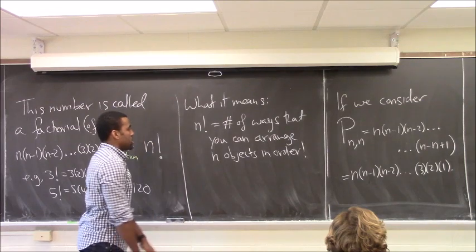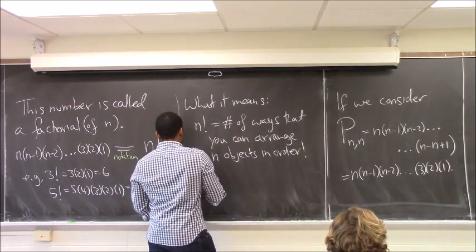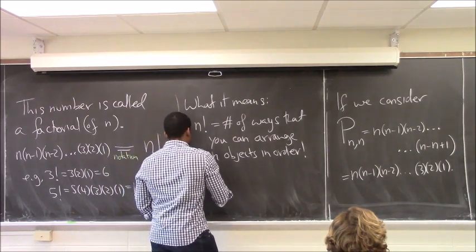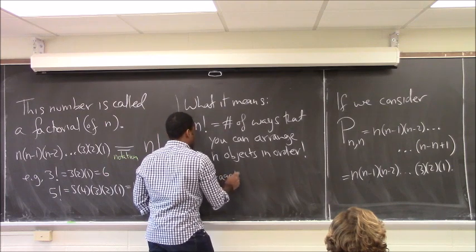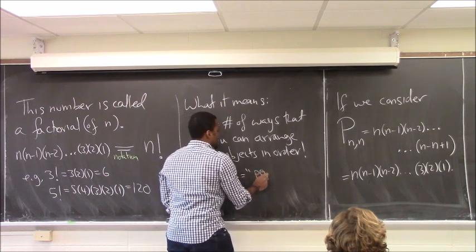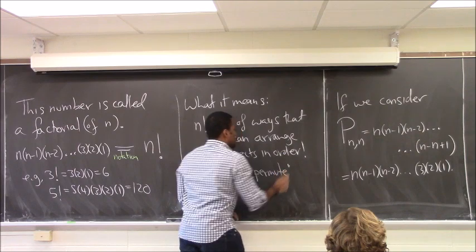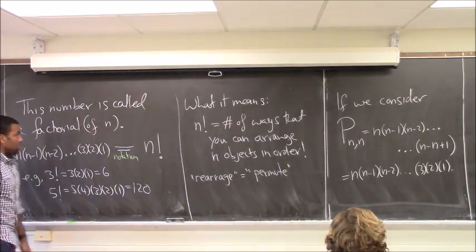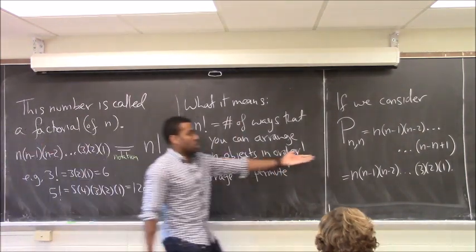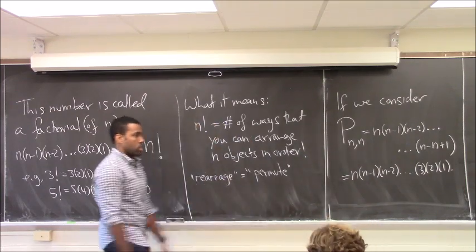So it's called a rearrangement. The word permute means rearrange, and that's why it's called a permutation. This number helps us figure out how to actually arrange a bunch of things in order in different arrangements.